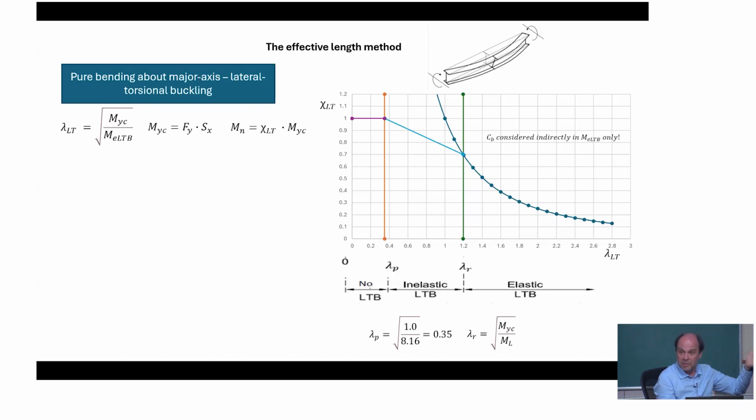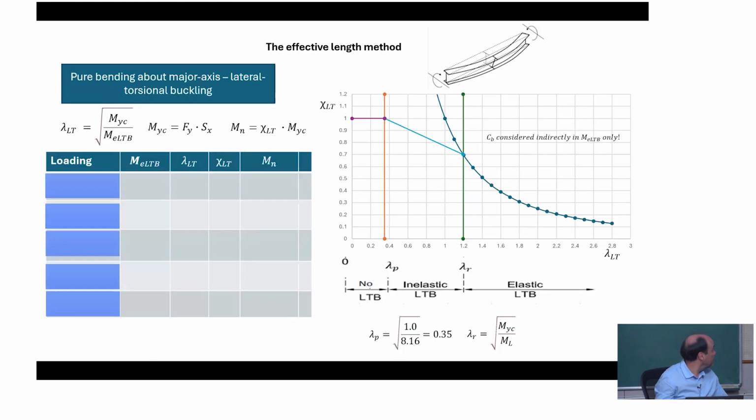We always have the same cross-section, so the curve remains the same for all the games, all the exercises we did up to now. What was always different is the critical stress or the critical moment. Obviously, that means that the slenderness will be different, because the slenderness lambda LT is defined as the square root of the cross-section bending moment strength divided by the critical moment. And then for the different cases, for the uniform bending moment, we got 172 kilonewton meter. If we calculate the lambda LT of that, that would be 1.41.